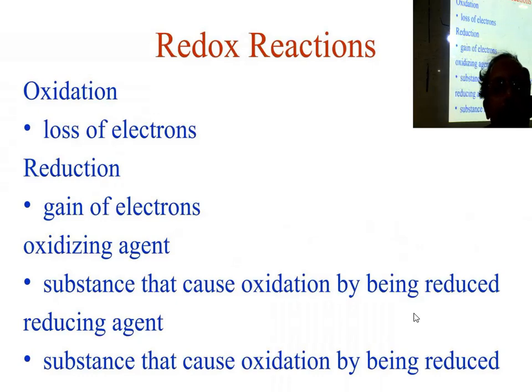Now, loss of electron is oxidation, gain of electron is reduction. The oxidizing agent oxidizes others and gets reduced itself. The reducing agent reduces others and gets oxidized itself.